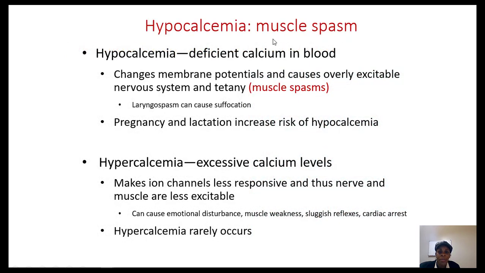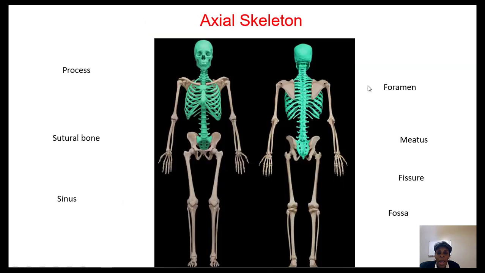What is hypocalcemia? Low level of calcium in the blood. Not in the bone, in the blood. Because everything we test on humans, we use blood. We don't use the bone to test stuff. So that's why when we say hypocalcemia, we talk about blood. Low calcium level causes muscle spasm.